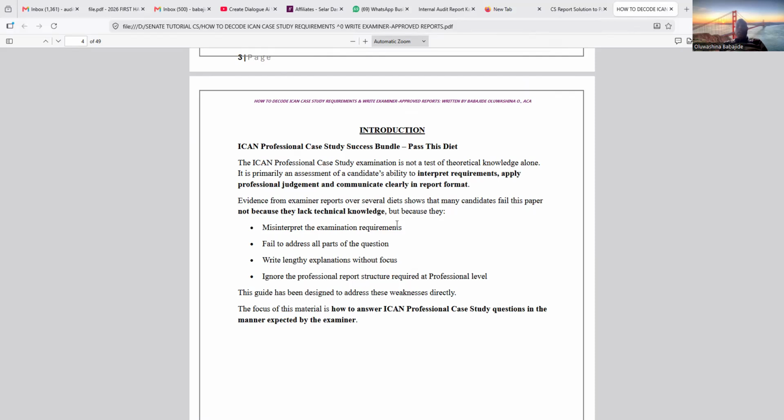Some people thought they can read and read and read. That is why many students have received feedback that they have read the past case studies and can't find anything. It's not about reading. You have been reading the foundation skill, even professional, but this one is to practicalize what you have gained many years ago. So it is primarily an assessment of a candidate's ability to interpret requirements, apply professional judgment, and communicate clearly in report format.